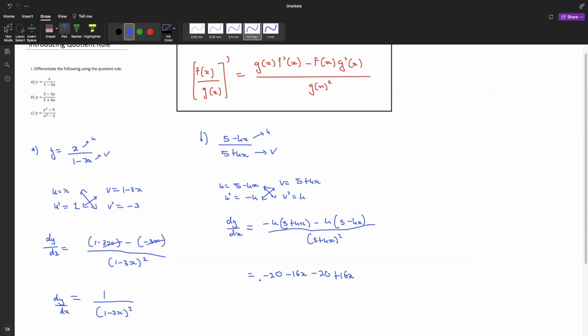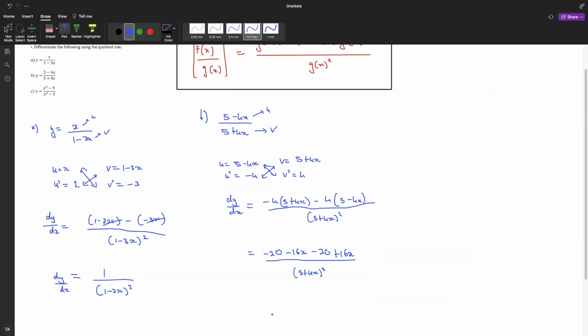Again, this is all over 5 plus 4x squared. And now we can simplify the top. Negative 16x plus 16x cancels out, and negative 20 minus 20 is negative 40. So we get negative 40 over 5 plus 4x squared. And that's your derivative for this second expression.